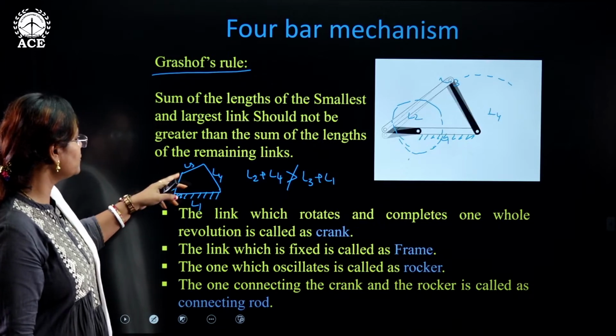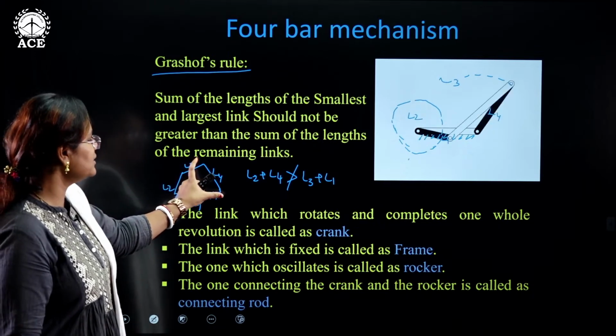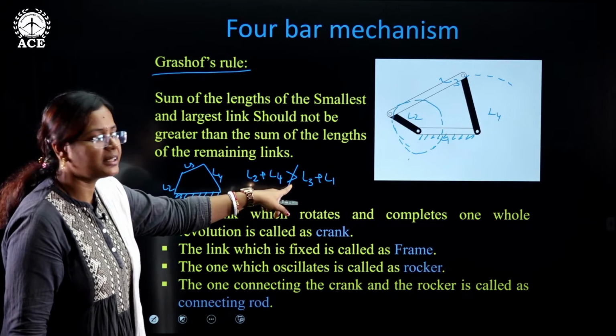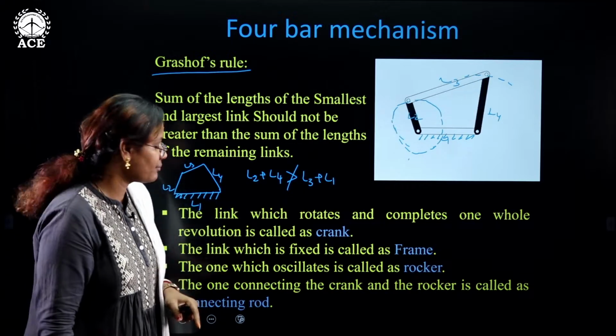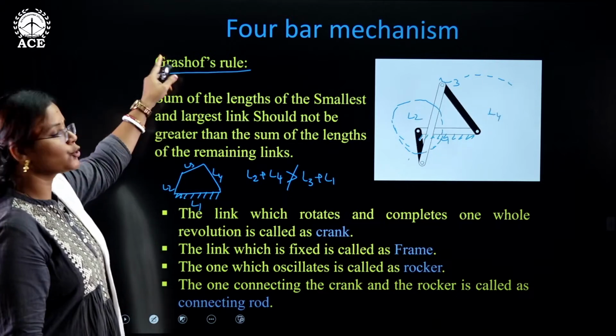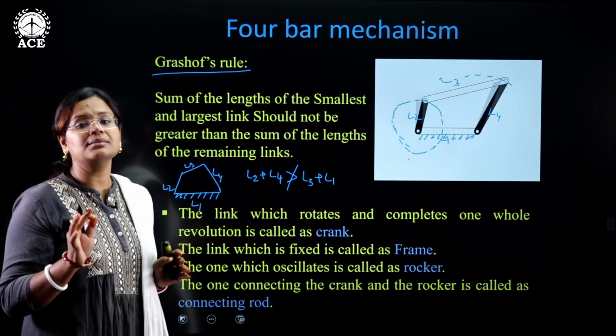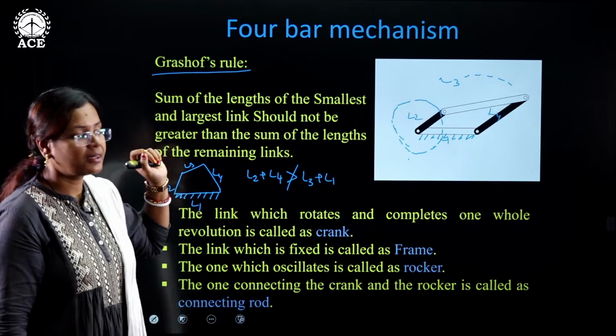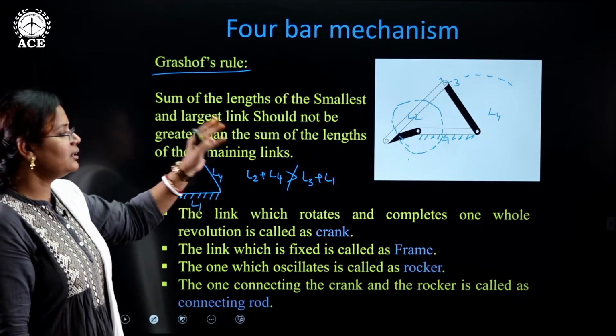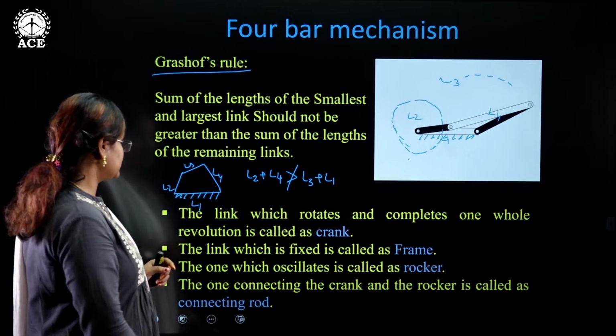The sum of the lengths of the smallest link and the largest link should not be greater than the sum of the lengths of the other 2 links. So this is coming under the Grashof's rule. So one 4-bar mechanism has to first of all satisfy this rule. Only after then can we alter any of these lengths.